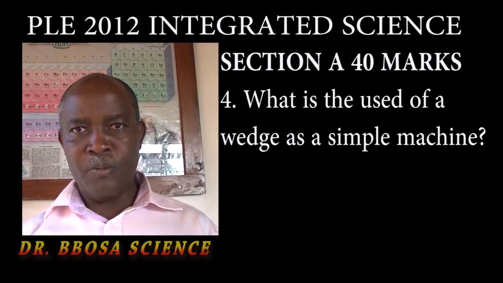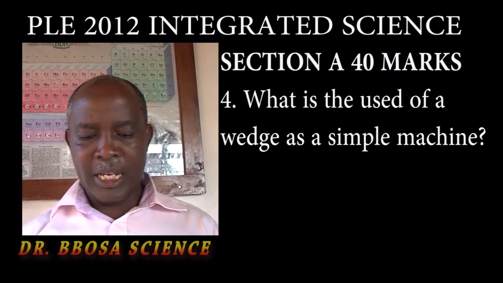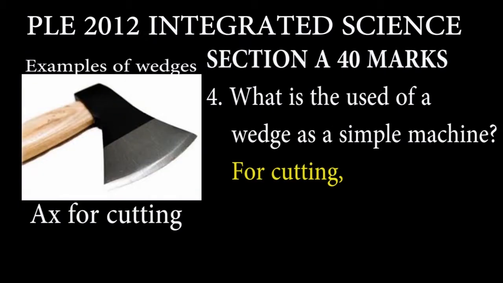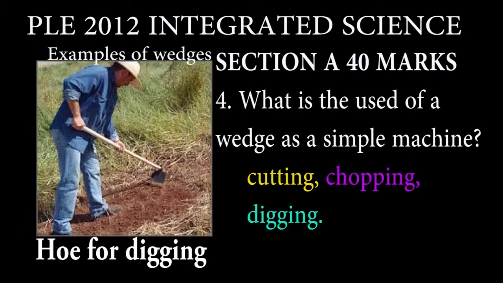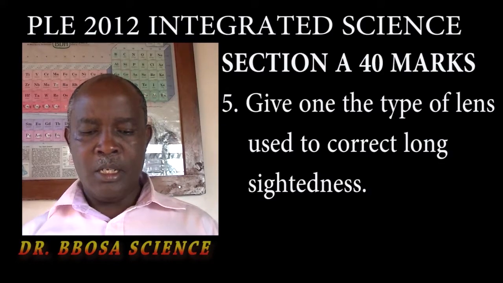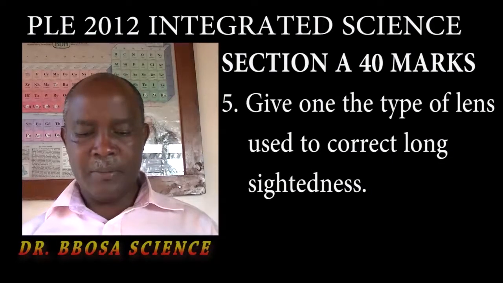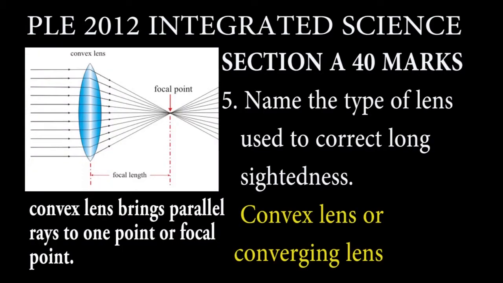Number 4. What's the use of a wedge as a simple machine? It may be used for cutting, chopping, or digging. Number 5. Give one type of lens used to correct long-sightedness: convex lens or converging lens.